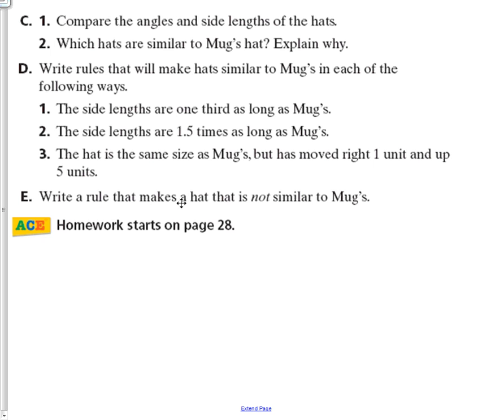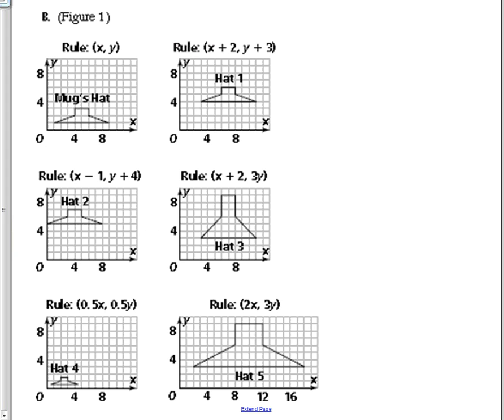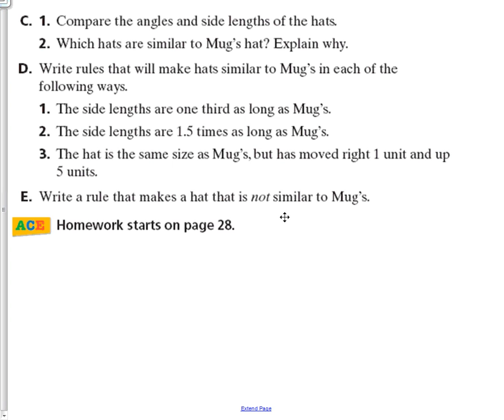And write a rule that makes a hat that is not similar to Mug's. You have a perfect example right here. 2x, 3y. X plus 2, 3y. Not multiplied by the same number. So just come up with a rule that is not multiplied by the same number. We'll go over D and E in class tomorrow.